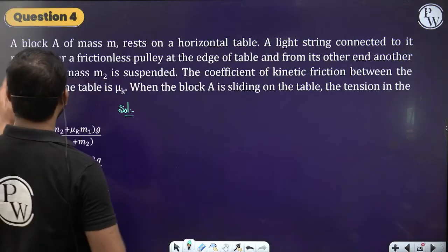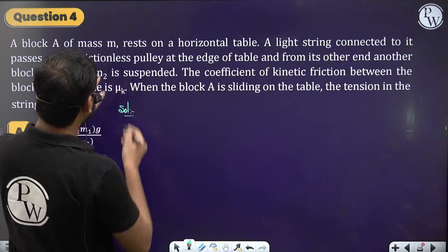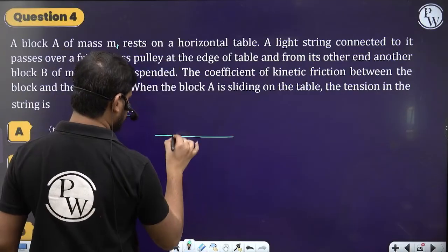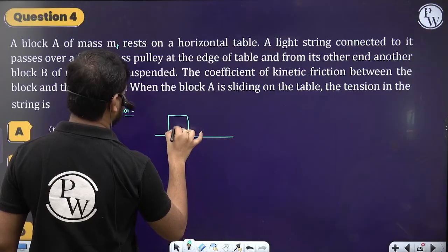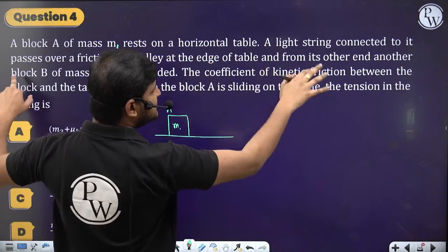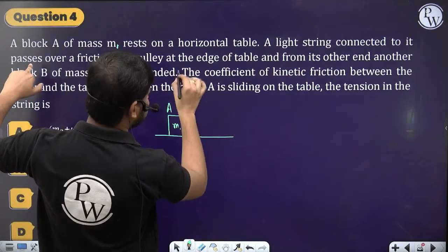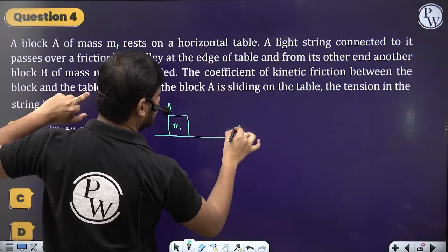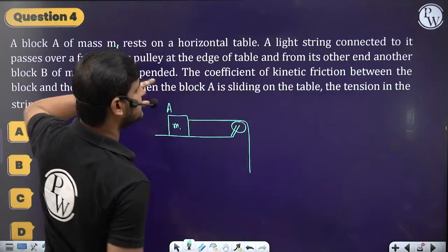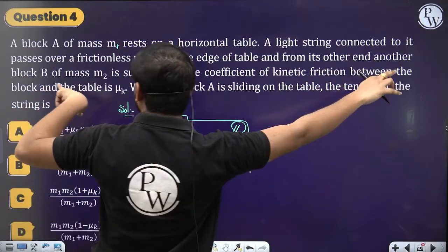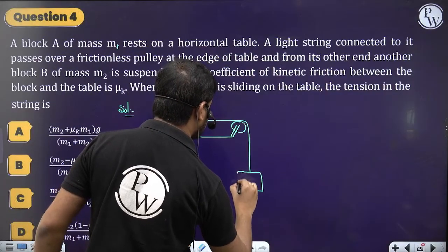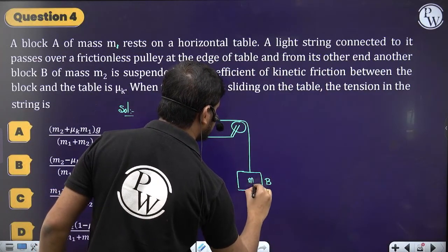So first understand the question. A block A of mass M1 rests on a horizontal table. Consider this as a horizontal table. So here the block of mass M1, this is a block A which is of mass M1. So then a light string is connected to it and passes over a frictionless pulley. So here is a frictionless pulley at the end of the table. And then a string is connected, and see here. So from its another end, block of mass M2 is suspended. Here this is a block B whose mass is M2. So this is the diagram given.